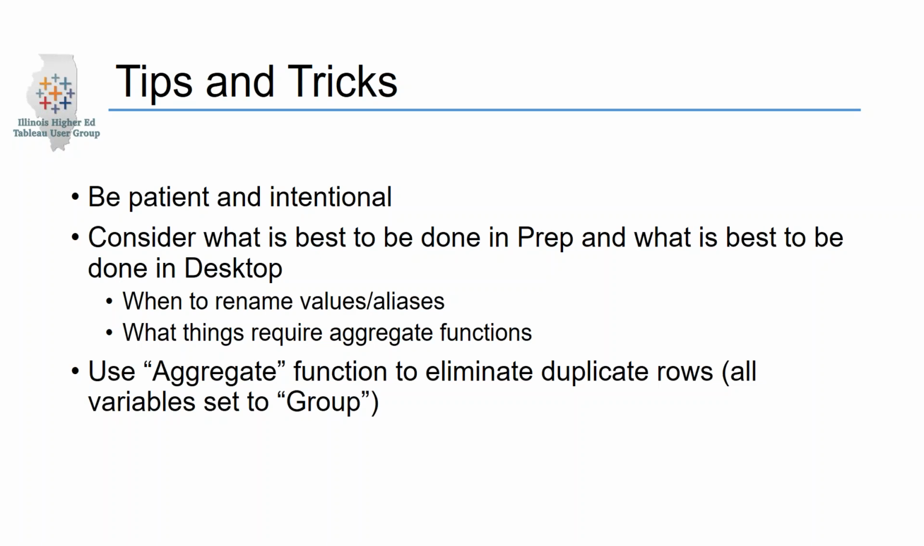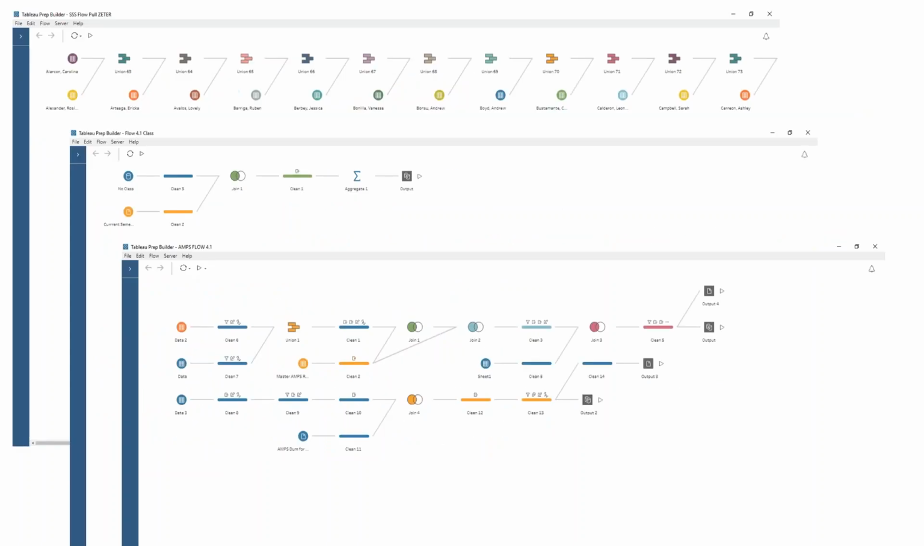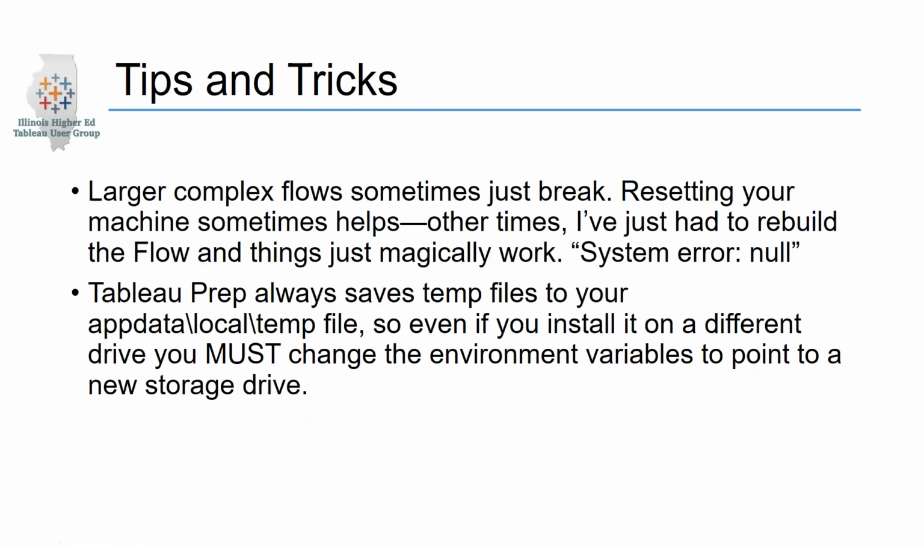And that blows up the size of your files. So this aggregate step here, one of the biggest tips I found is throwing that at the very end and putting all the variables you can either do a group or a sum with them to aggregate them. If you throw all of your variables into a group, it will automatically delete duplicate files for you very simply. It'll speed up your flows, make your file sizes smaller, so everything runs quicker.